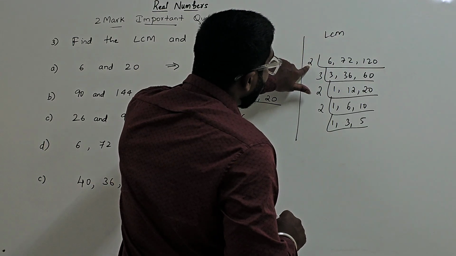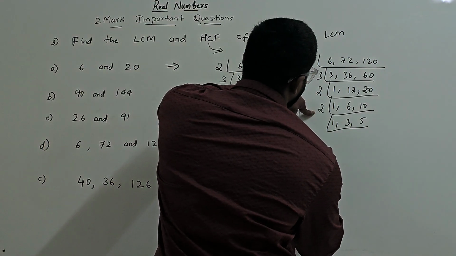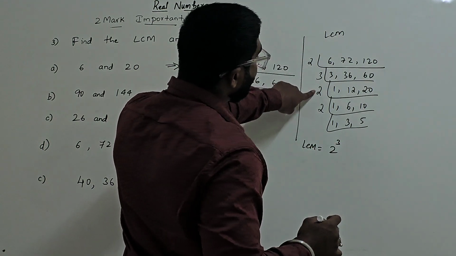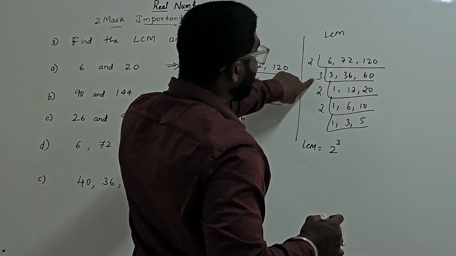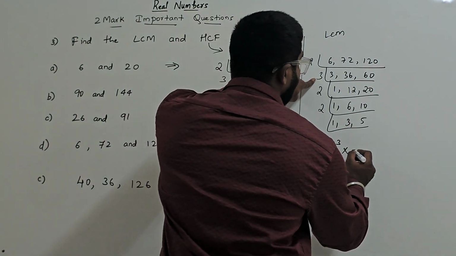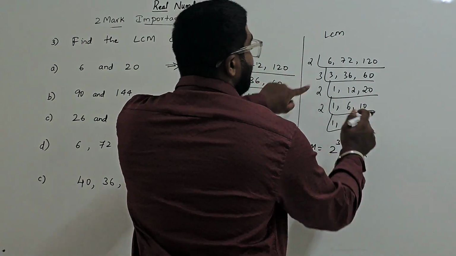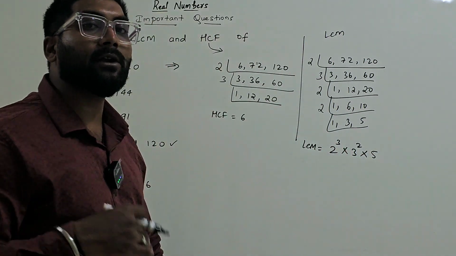See, how many 2's are there? 1, 2, 3. LCM is equal to 2 power 3 because there are 3 2's. Now again check, the 3: 1 is here, 1 is here, into 3 power 2, into, check, there is 1, 5, write 5. In LCM you have to write all the numbers.